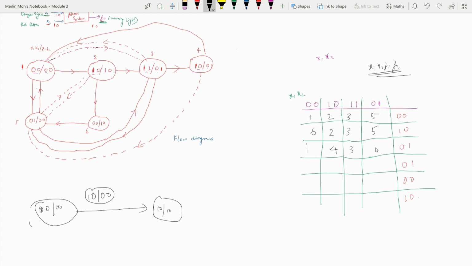Is there a stable state here? Yes, 4 to 5. This is an intermediate state from 4 to 5. Intermediate state from 4 to 5. The similar logic that I explained before. Now next row.